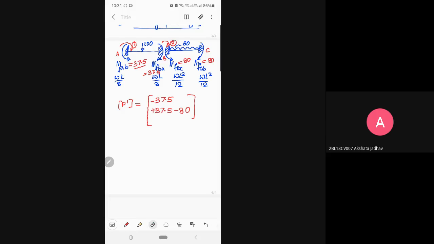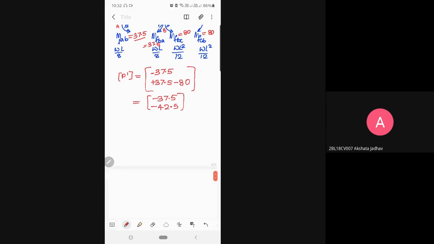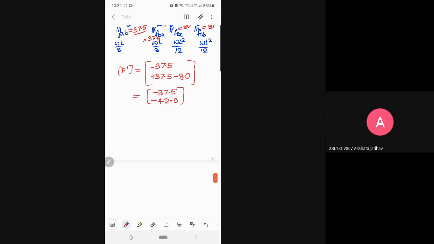So this is the force matrix. How much will it be? It is minus 37.5 and minus 42.5. So this is the locking force matrix. Now next is external forces.